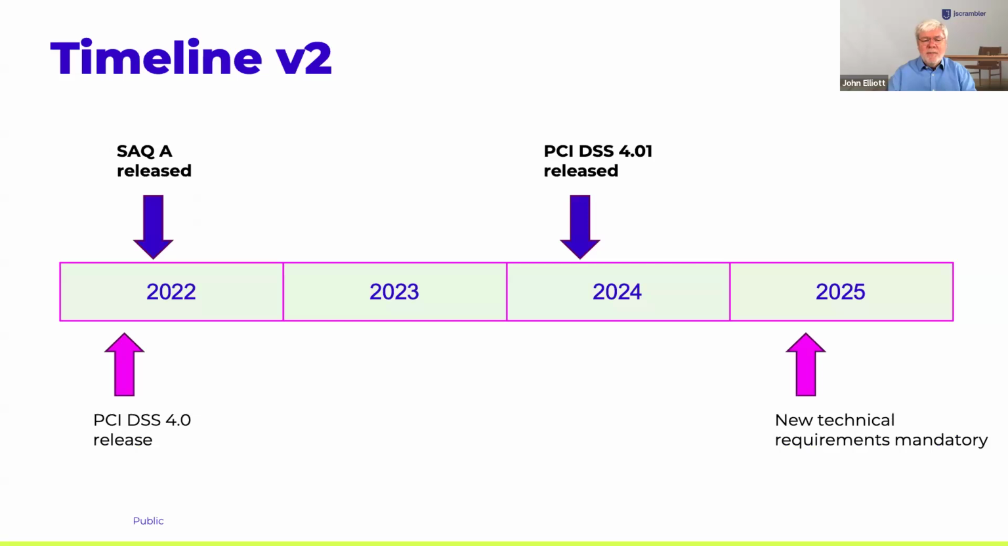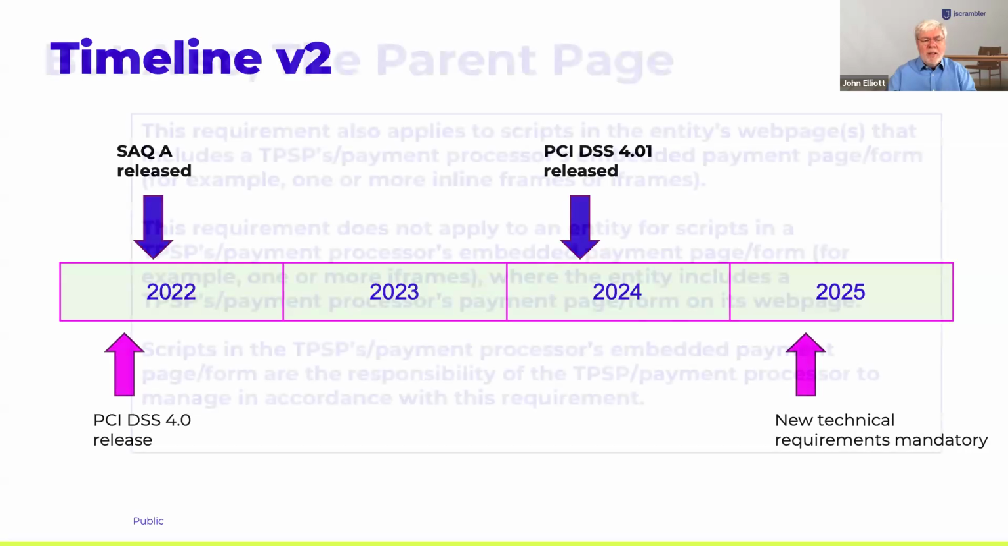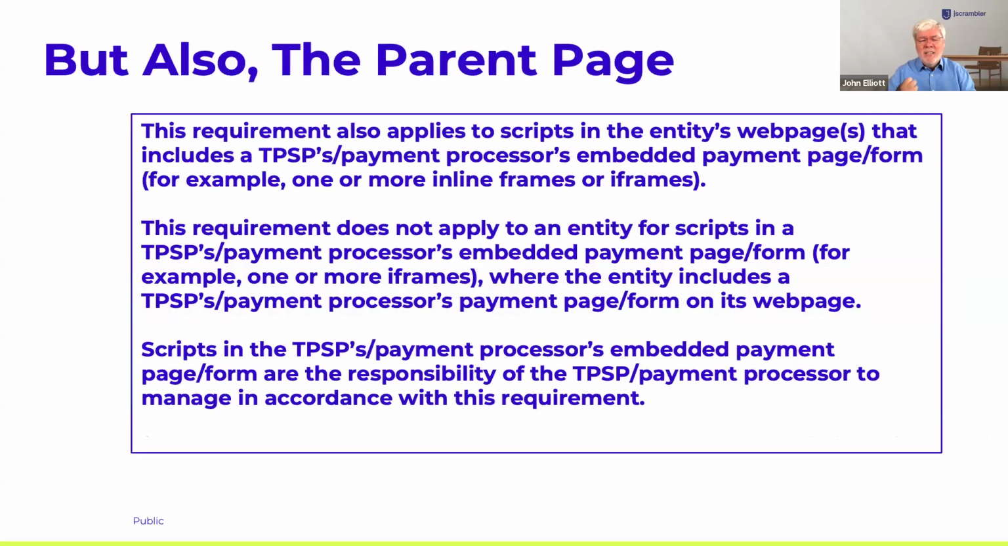But then PCI DSS 4.0.1 was released in, from memory, about April, I think, February, March, April last year. And PCI DSS 4.1 extended this requirement into the parent page, the page that hosts the iframe. It's written in probably some of the worst language. I was going to say the worst language, but we are actually going to come to the worst language the PCI SSC has ever used. So we'll come to the second worst language.